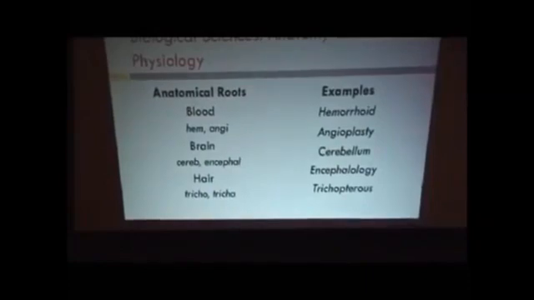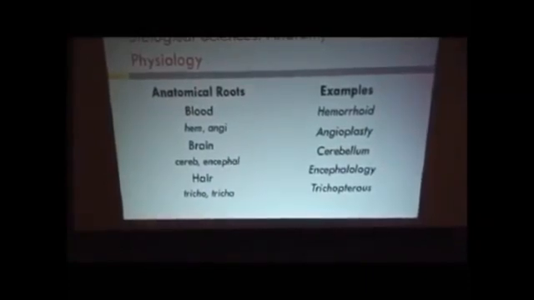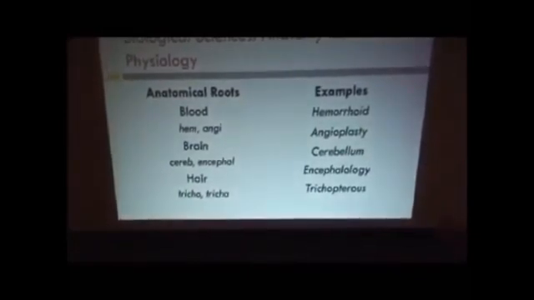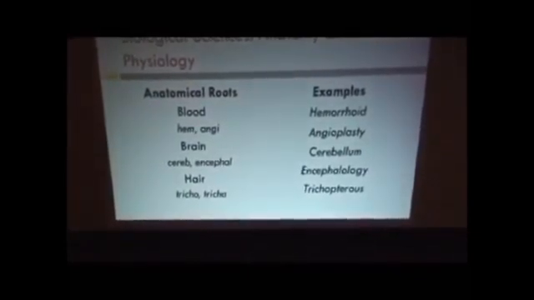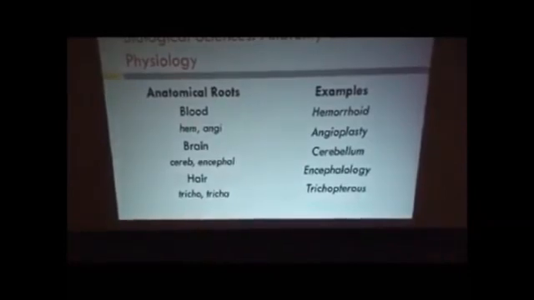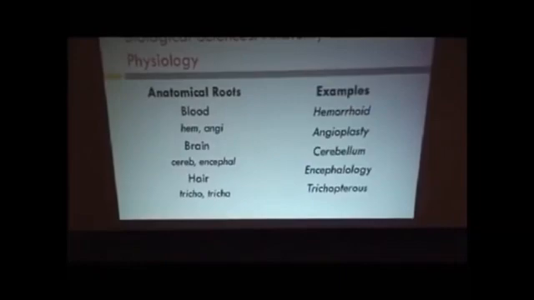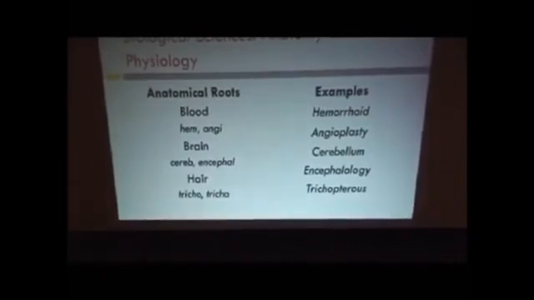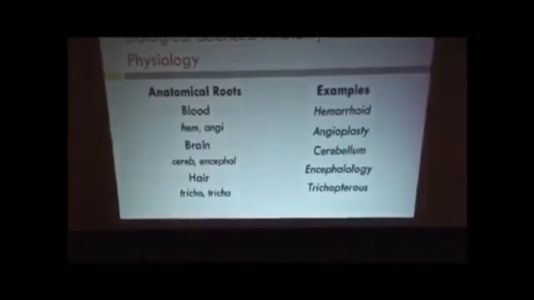Now, anatomical roots. If you see heme or angio, you know you're looking at something regarding blood. Here we have hemorrhoid, which has to do with blood. If I have angioplasty, I don't know what it means 100%, but I know it has to do with blood. So now I'm taking an exam. I have so many words to remember, but these keys will help me to identify the meaning of the words on cue, on the spot.